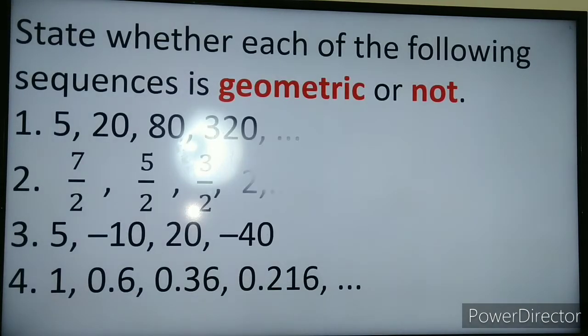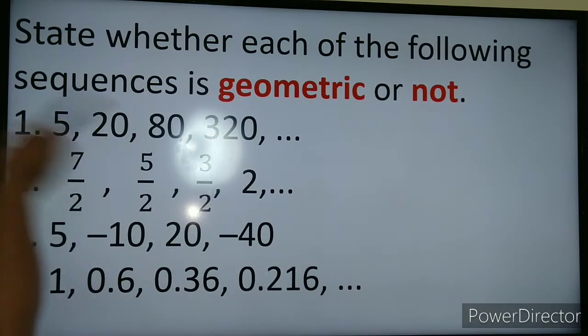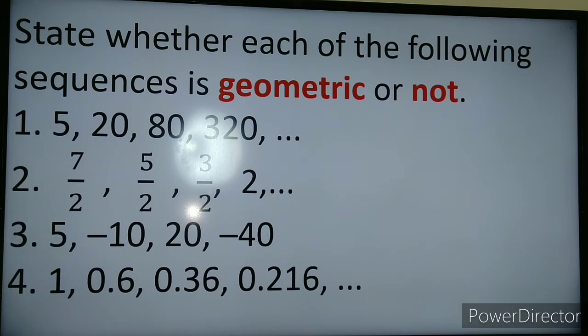Let us continue. State whether each of the following sequences is a geometric or not. In this activity, we are going to determine whether the given sequence is a geometric or not. But in order for you to know whether geometric or not, you should identify first the common ratio, if there is a common ratio.